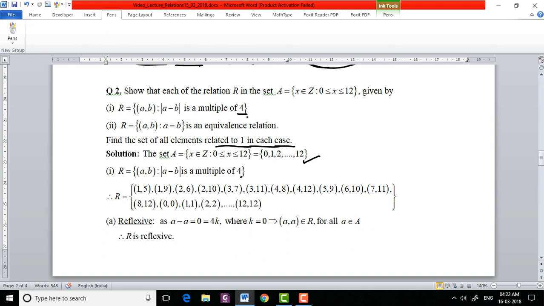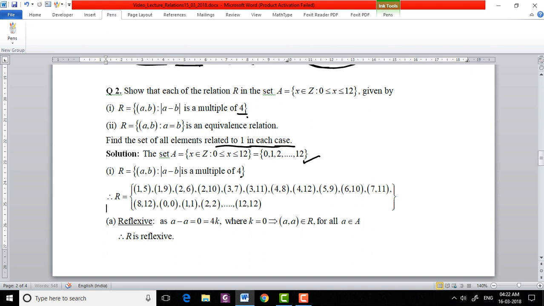So relation R contains elements of the form (1, 5), as 1 minus 5 is minus 4, which is divisible by 4. (1, 9), as 1 minus 9 is minus 8, which is again divisible by 4. (2, 6), which means 2 minus 6 is minus 4, which is divisible by 4. Similarly, all the other entries which satisfy this definition are present in this relation. So it contains elements (1, 5), (1, 9), (2, 6), (2, 10), (3, 7), (3, 11), (4, 8), (4, 12), (5, 9), and so on.